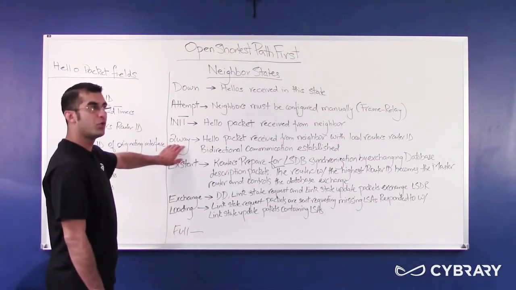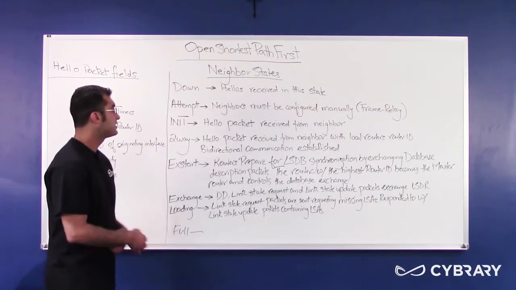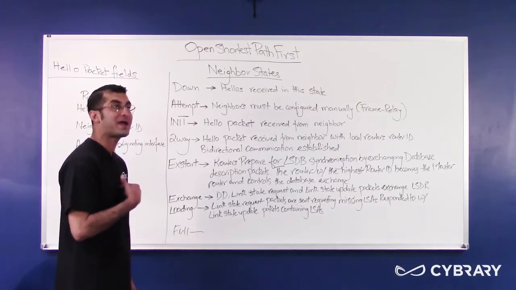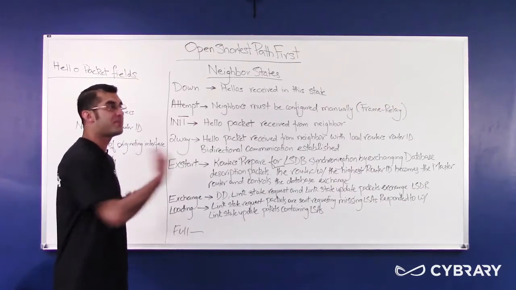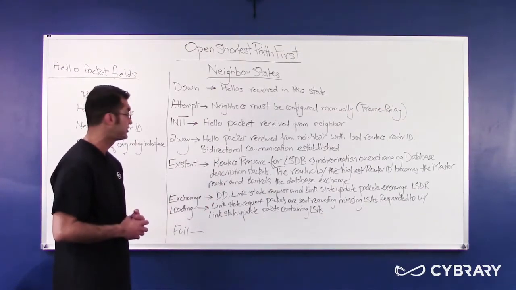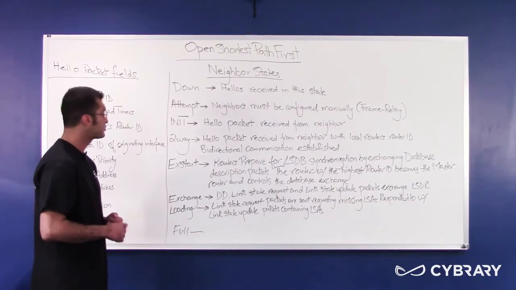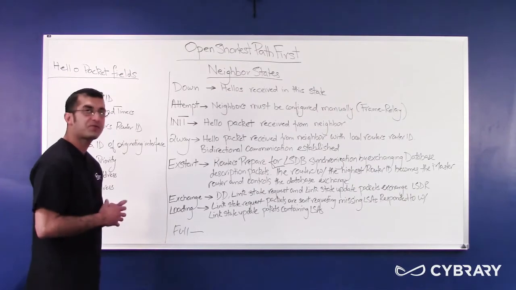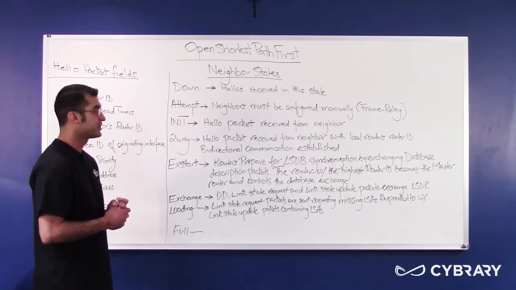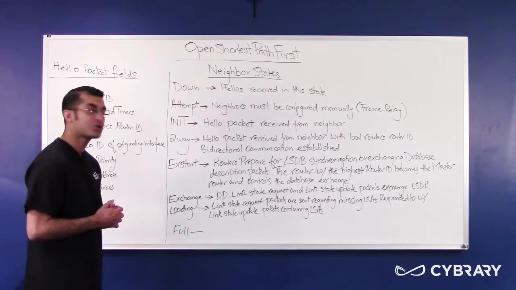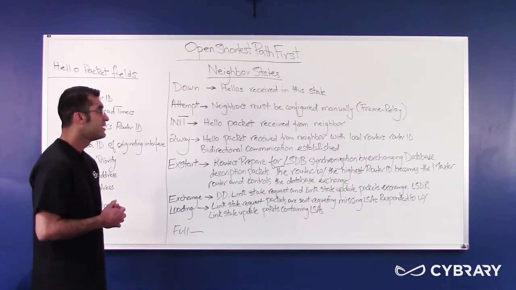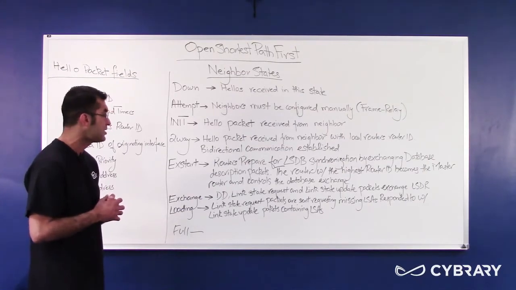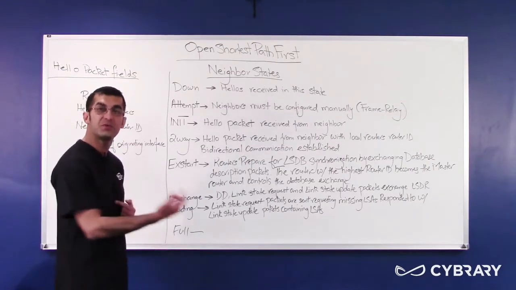Next, we move on to the two-way state, and this state means that I have received a hello packet from my neighbor with my own router ID in that hello, which means that bidirectional communication has been established. Next, routers move on to the ExStart state, where routers prepare for link state database synchronization by exchanging packets called database description packets. The router with the highest router ID amongst all becomes the master router and controls the database exchange with the other routers.